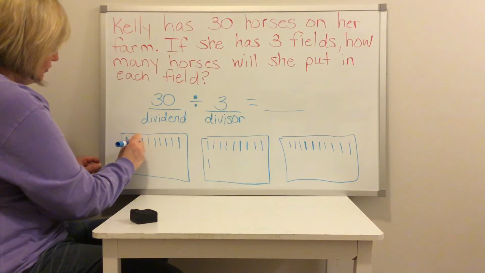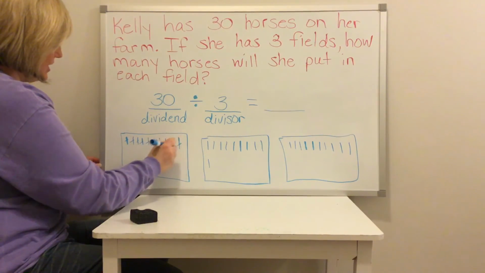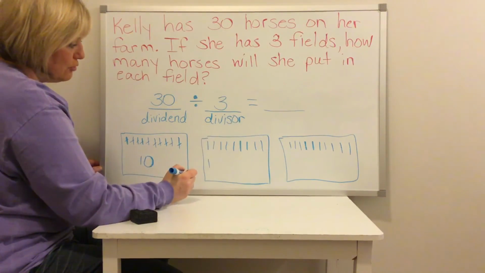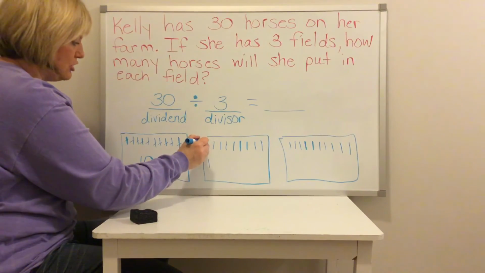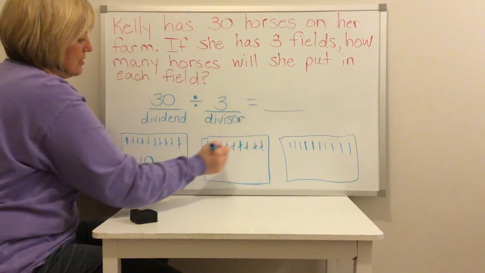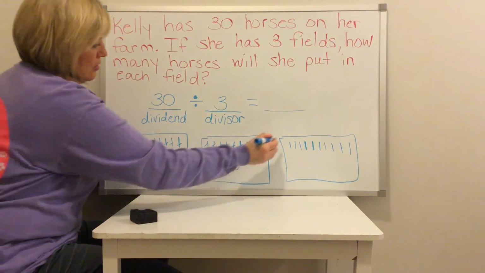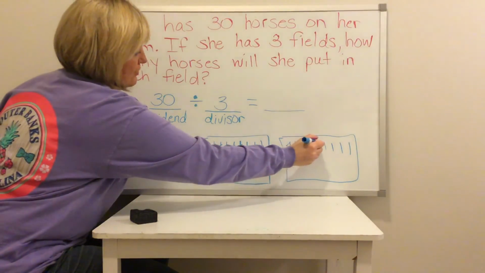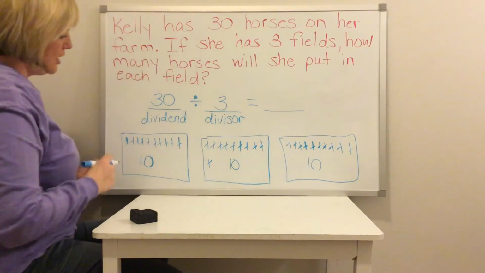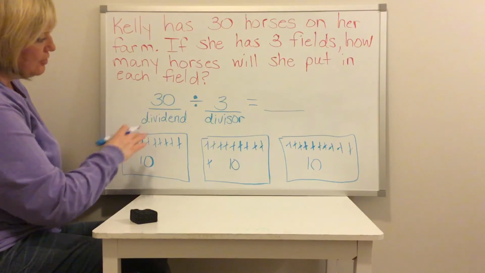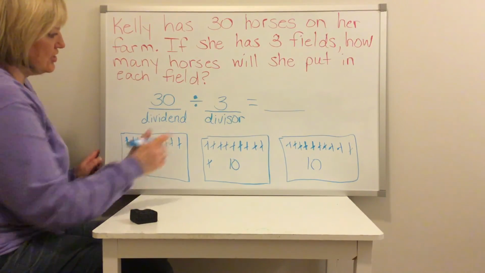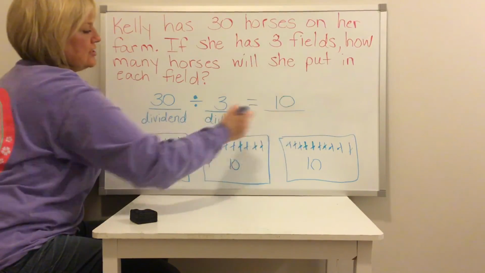1, 2, 3, 4, 5, 6, 7, 8, 9, 10. I have 10 there. So I should have 10 in each of the other ones also. But I'm going to check just to make sure. 1 through 10, and 1 through 10. So I took 30 horses, I divided them between the 3 fields, and I ended up with 10 horses in each field. So my answer is 10.